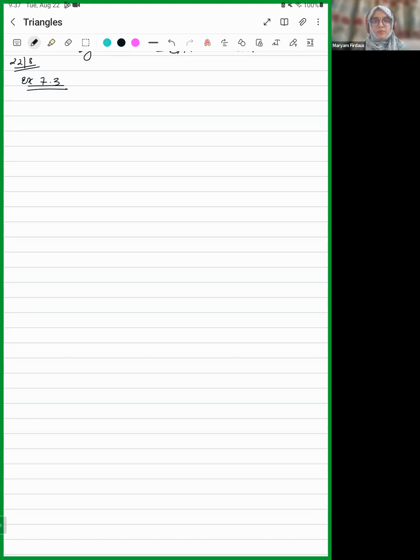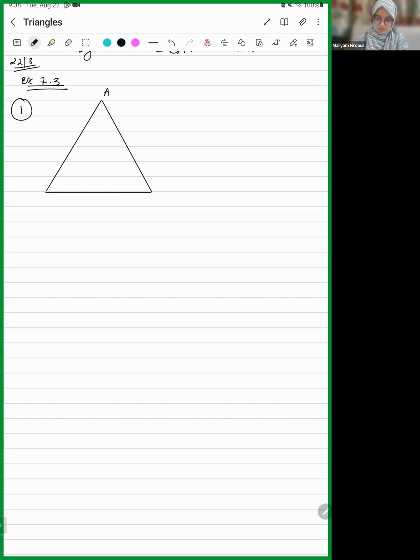Yes. Triangle ABC and triangle DBC are two isosceles triangles on the same base BC, and vertices A and D are on the same side of BC. If AD is extended to intersect BC at P, show that first triangle ABD is congruent to triangle ACD.